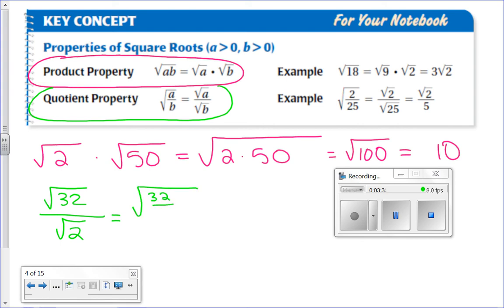Square root of 32 over 2 would be the square root of 16, and 16 is a perfect square, so you get a nice happy answer. That's how you can use the product and quotient rule to get nice happy answers. And they have examples there on the far right that you can look at as well.